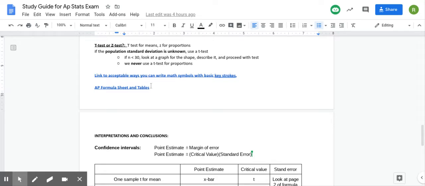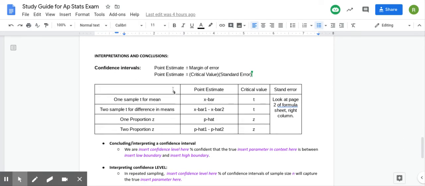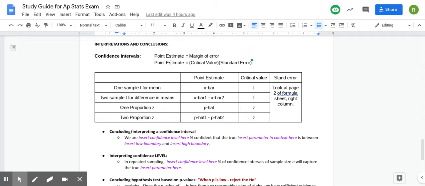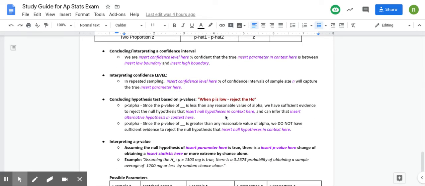Here's a couple links to the formula page and the math symbols. Final page here, a little confidence interval reminder. These are the different point estimates that you would have for the 4 different confidence intervals you could create. And down here are some cookie cutter sentences about how you interpret confidence intervals, how you make conclusions to tests, how you interpret a p-value.